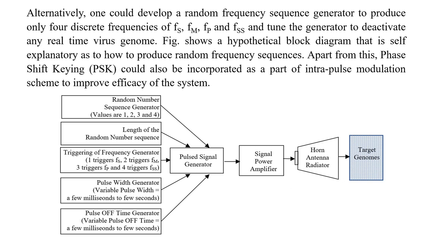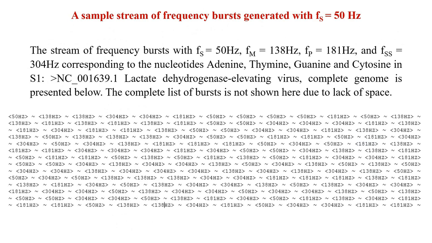The stream of frequency bursts with Fs equal to 50 Hz, then Fm equal to 138 Hz, then Fp equal to 181 Hz and Fss equal to 304 Hz, corresponding to the nucleotides adenine, thymine, guanine and cytosine in the virus genome S1 is presented below. The complete list of bursts is not shown here due to lack of space.